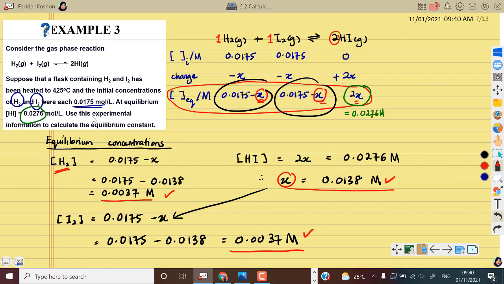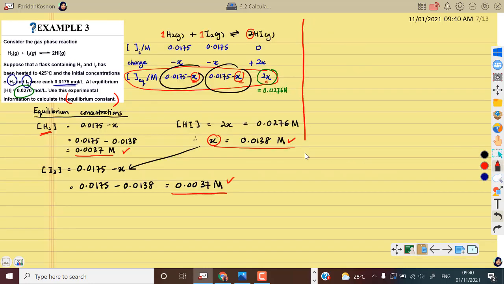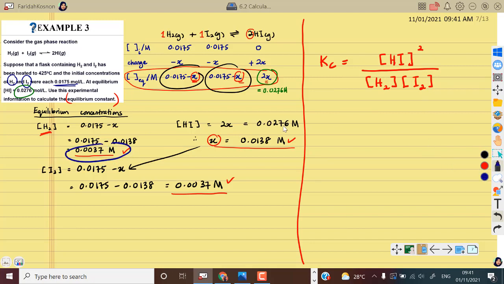Jadi yang kita nak selesaikan adalah equilibrium constant Kc. Jadi untuk solve Kc, kita perlukan Kc expression. Okay, so Kc, write down the Kc expression first. So Kc is equal to the concentration of hydrogen iodide power of 2. Mana nak cari Kc expression, kena refer kepada balance chemical equation. Okay, divide by concentration of hydrogen gas power of 1 times concentration of iodine gas power of 1.